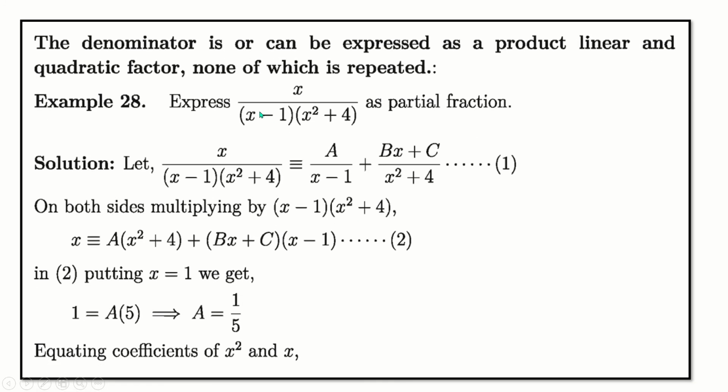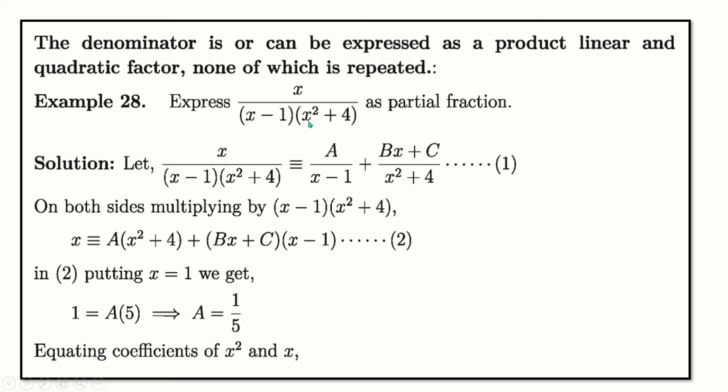Another form: one factor is linear and another one is quadratic, that means x square plus 4. For this type of partial fraction, we have to let the first be a divided by x minus 1 and the second be bx plus c divided by x square plus 4.